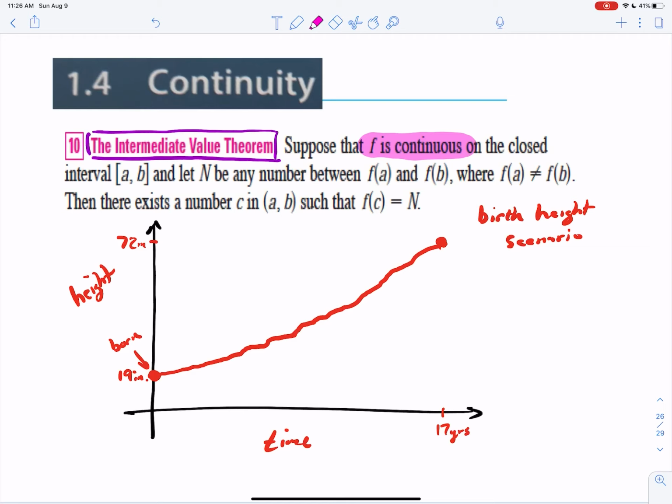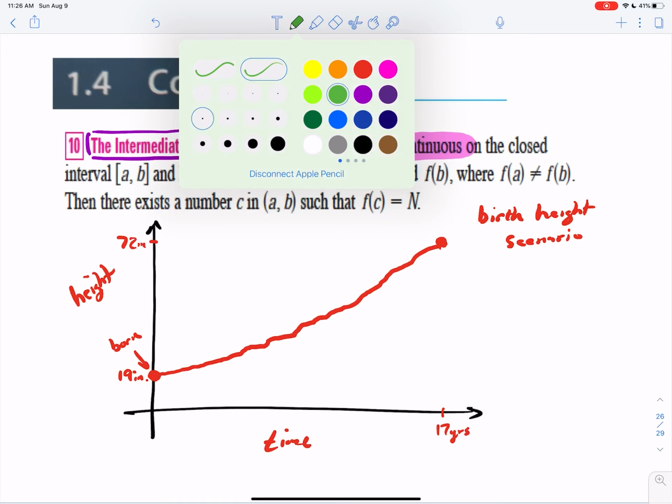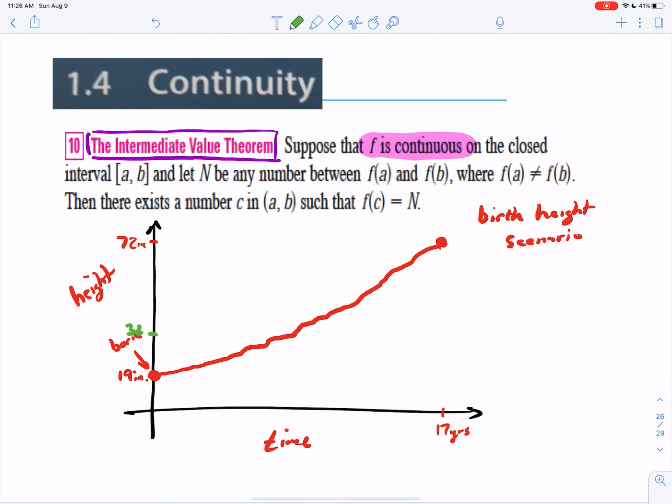Okay, so if a function is continuous, all right, here's what this means before I get to the theorem. So here are some true or false questions for you guys, okay? True or false, at some point in Jennifer's life, she was 32 inches tall. Okay, in which you guys would say that that's true. At some point in her life, she was 32 inches tall.